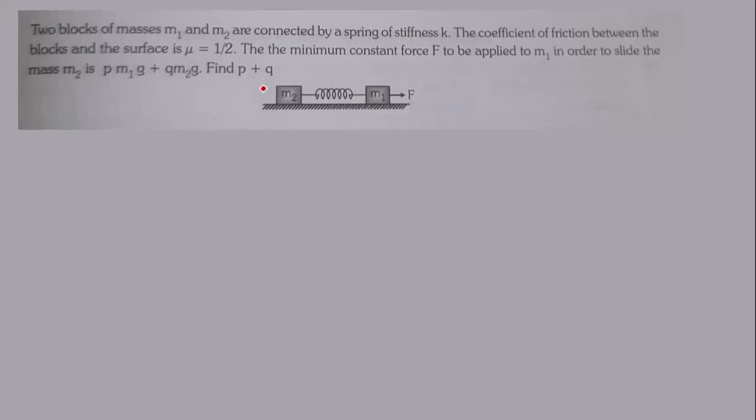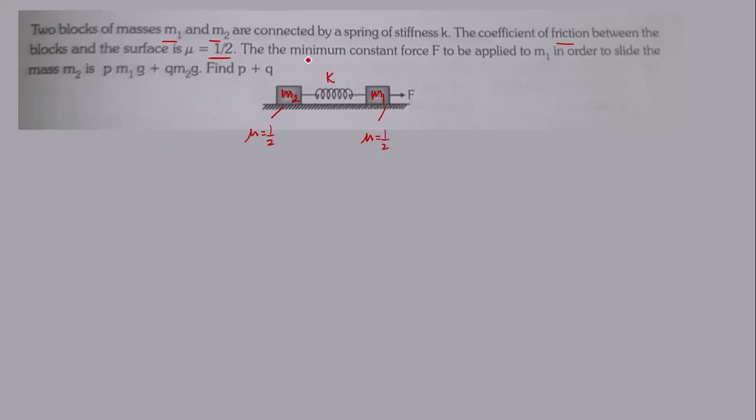Here there are two blocks, of mass M1 and M2, initially connected by a spring. The stiffness of the spring is given as K. This is M2 and this is M1. The coefficient of friction between the blocks and the surface is mu equals half. Here mu is half, and here also mu is half. This coefficient of friction is nothing but the kinetic coefficient of friction.